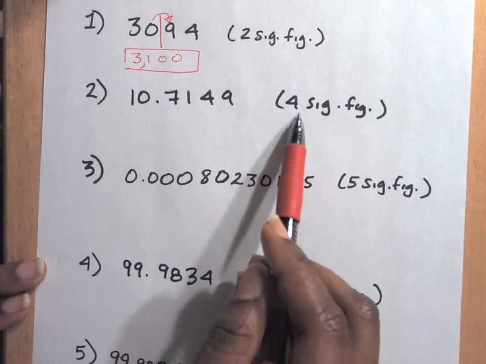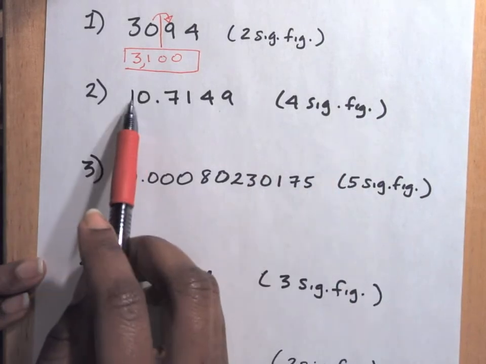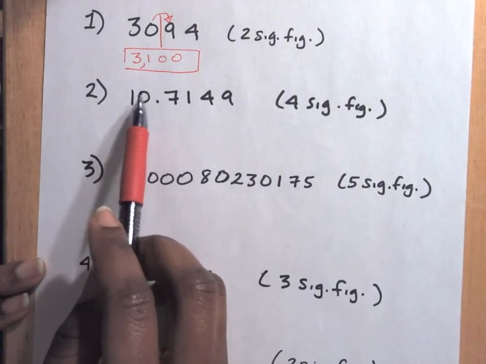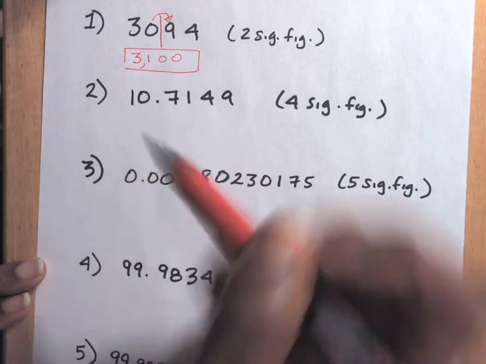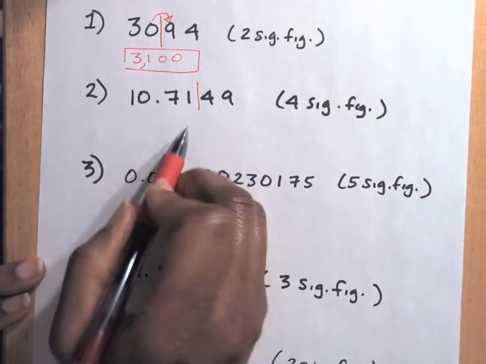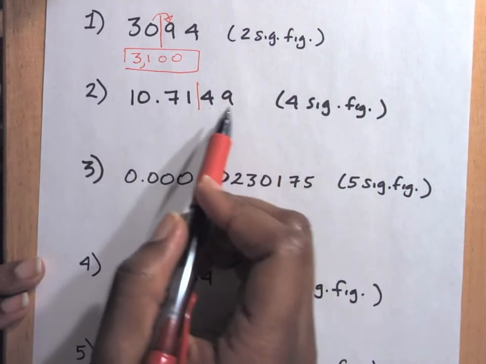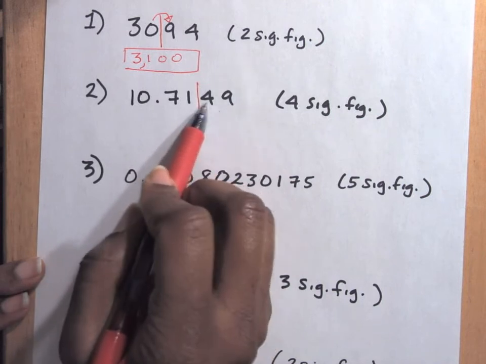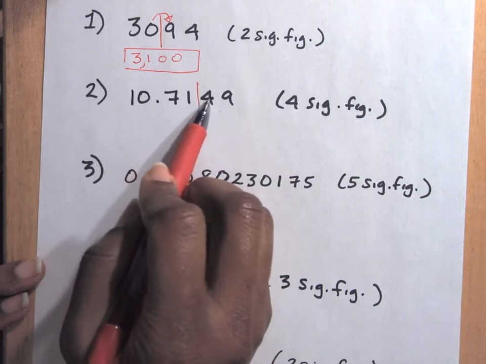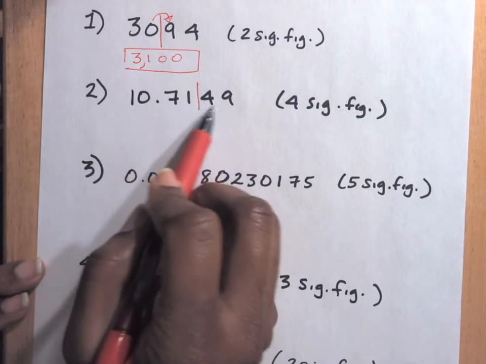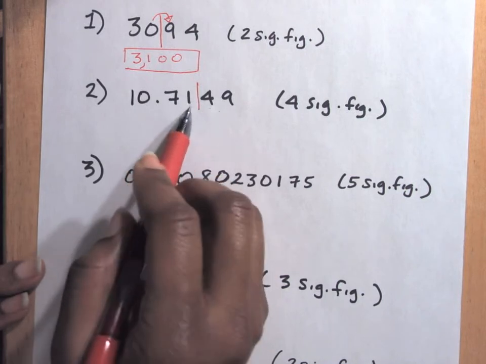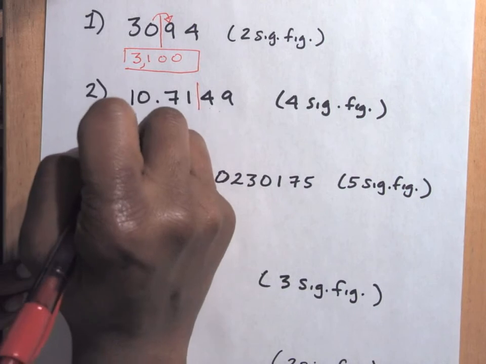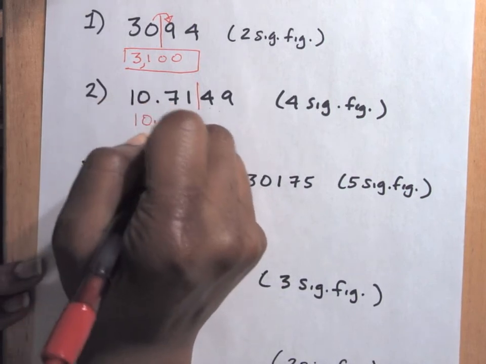Let's go to the next problem. In this problem, we're rounding it to 4 sig figs. So once again, you always count from left to right. 1, 2, 3, 4. And in this case, my cutoff is between 1 and 4. Even if there's a 9 to the right of the 4, it doesn't matter. The number directly right of my cutoff is a 4. So that means I'm going to keep this at a 1. And the number I get here is 10.71.